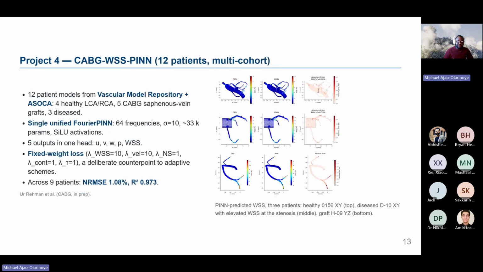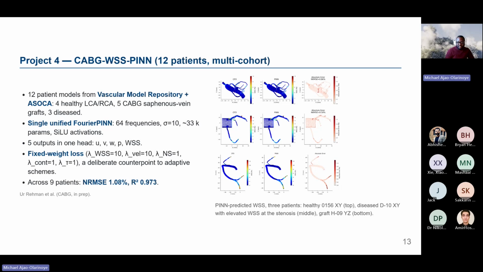We're trying to see if we can use the same techniques to get predictions of the strengths and the wall shear stress of grafts on most of these data models. So we had about 12 patient models from the Vascular Model Repository that were trained, and the CFD data was then used. We also used the sparse method for this instance.